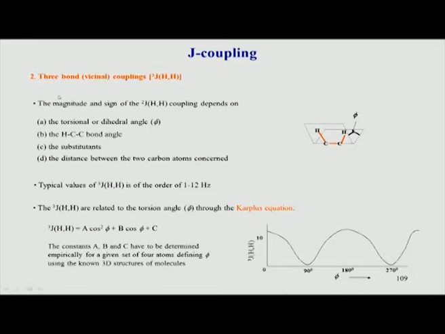When it comes to vicinal coupling, vicinal 3 bond coupling means two hydrogens which are separated by 3 covalent bonds. This is shown here. You can see this hydrogen and this hydrogen are separated by 3 bonds, which are shown in red color.